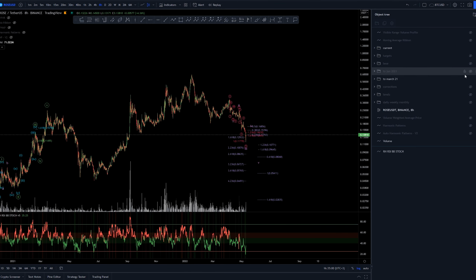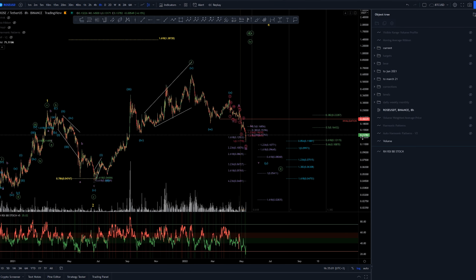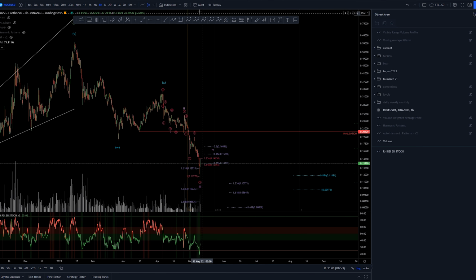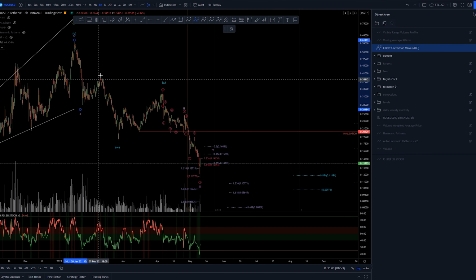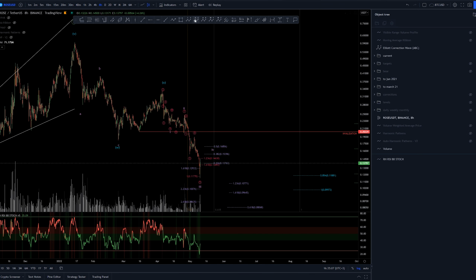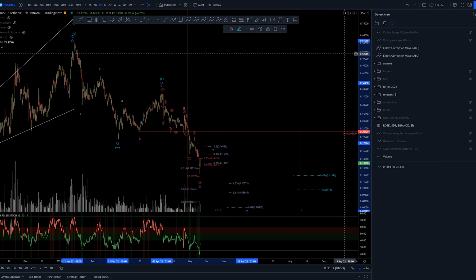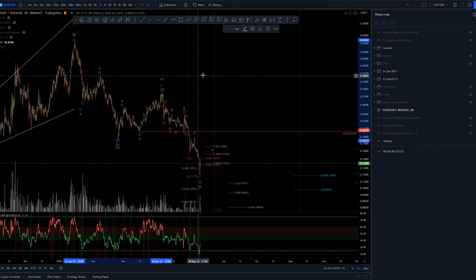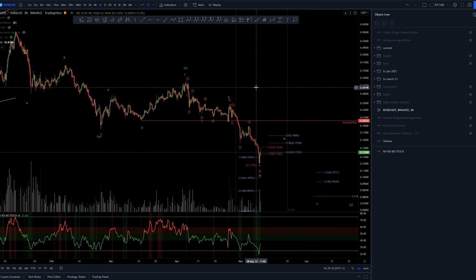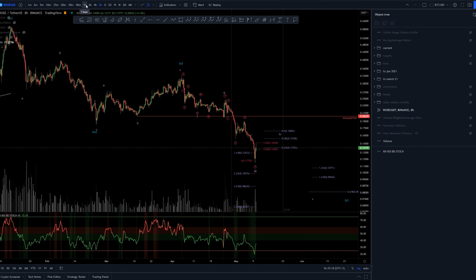Now the current idea here is again that we have had these couple of different movements here, both of them being ABCs, and now we would be looking downwards. Let's get to 1 hour.